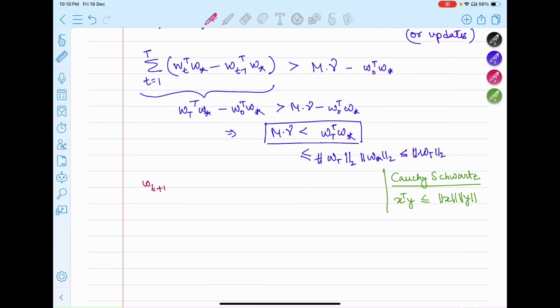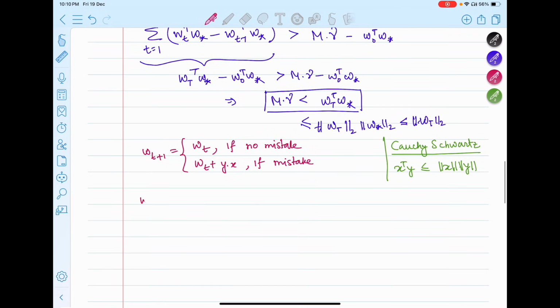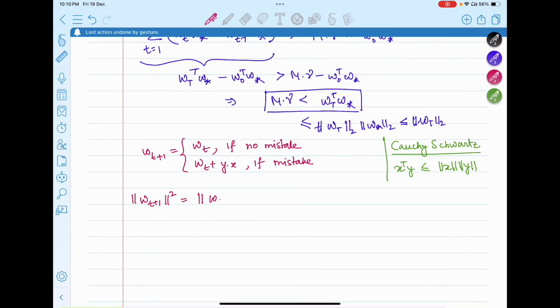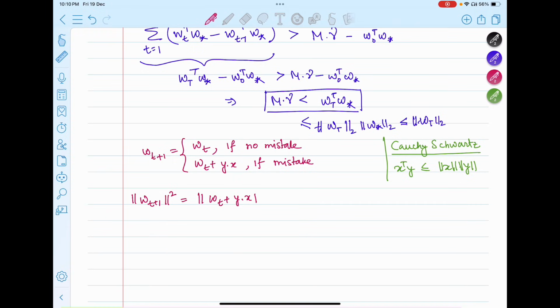W_{T+1} is equal to either W_T if there is no mistake, right? And it will be equal to W_T plus y times x if there is a mistake. This is the idea. Right? Now, you can say W_{T+1} norm square. What can you say about this? This is equal to, see, if there is no mistake, then it will be same as the norm of W_T. But if there is a mistake, this will be equal to W_T plus y times x, norm square.